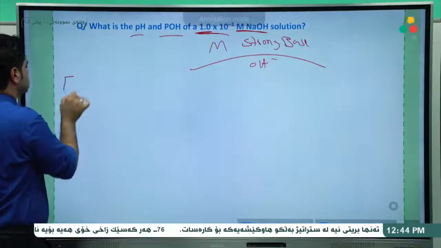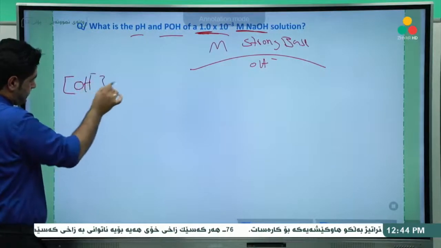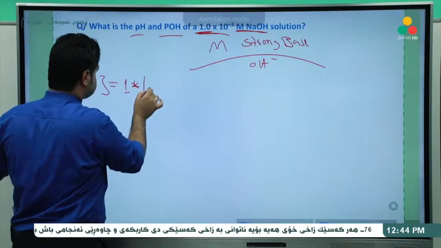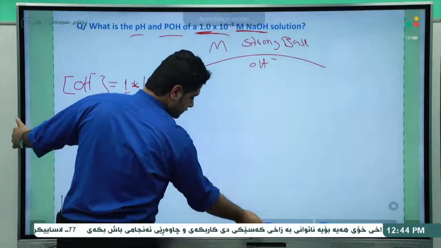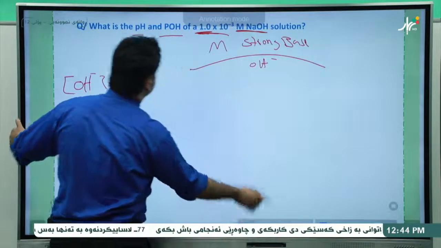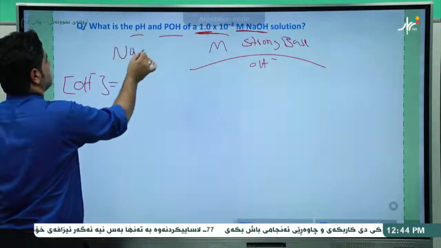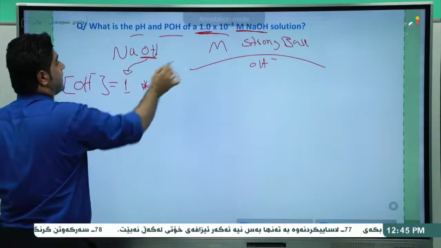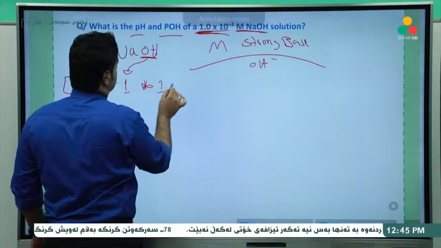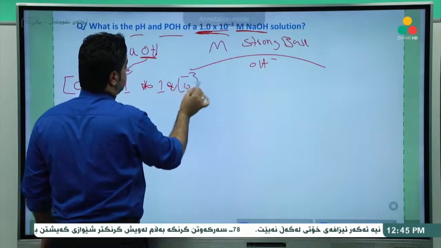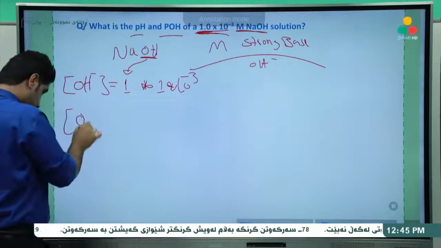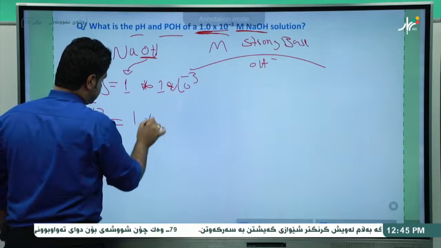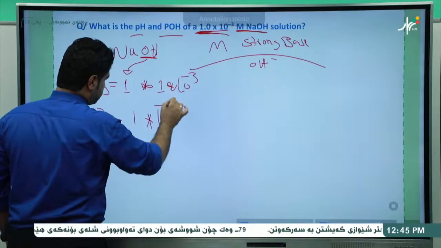Okay, OH is equal to 1 times 10 to the negative 3, because we have NaOH. NaOH has one OH, so 1 times the concentration, 1 times 10 to the negative 3. So OH is equal to 1 times 10 to the negative 3.